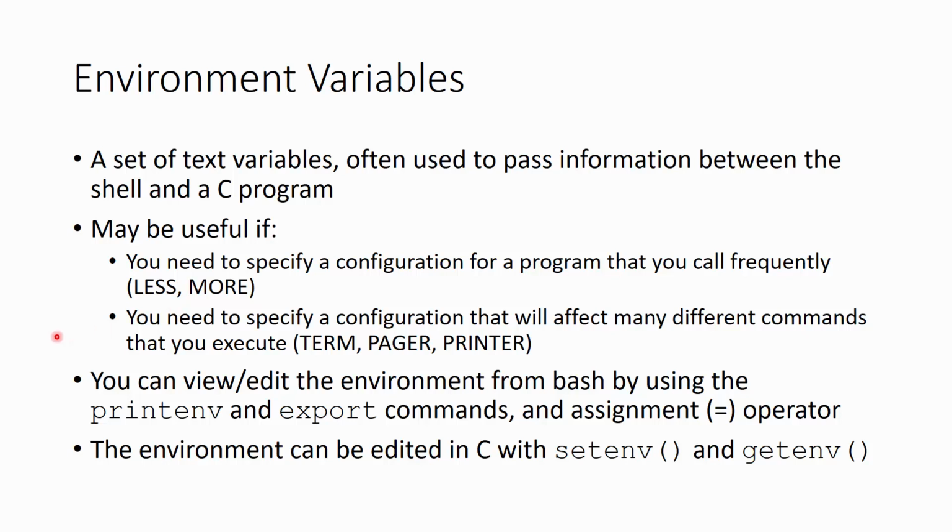Let's see here. We can view and edit the environment from bash by using the printf and export commands. These are bash ones, and the assignment operator. We'll do an example for that coming up. In the C environment, we can modify and look at environment variables with setenv and getenv, and I'm going to put a huge asterisk by this. The environment can be edited in C, yes, with the setenv command, with a big asterisk, so hold that thought.